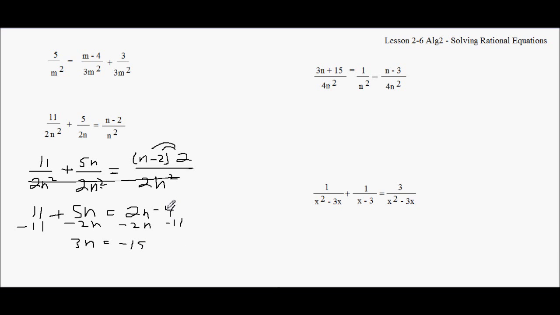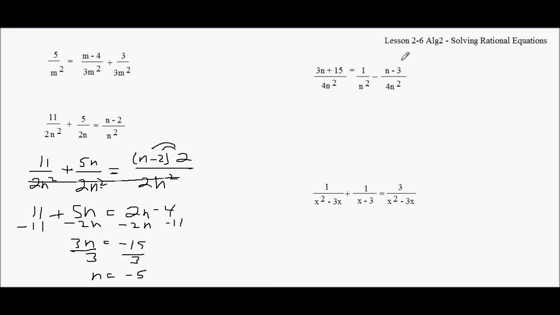Minus 11 minus 4 is minus 15. Divide by 3. N equals minus 5. Okay, that's that one. Now, this one, here's another little trick.